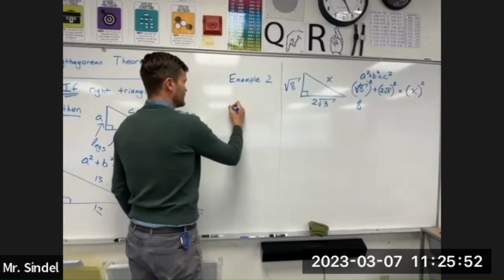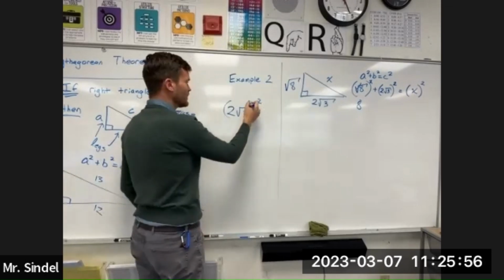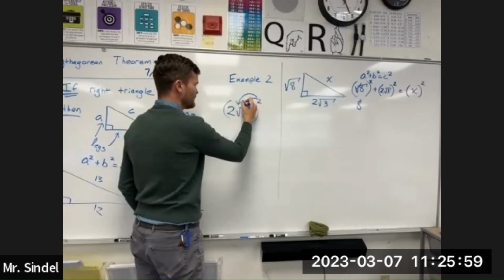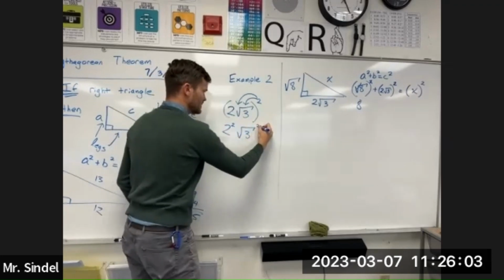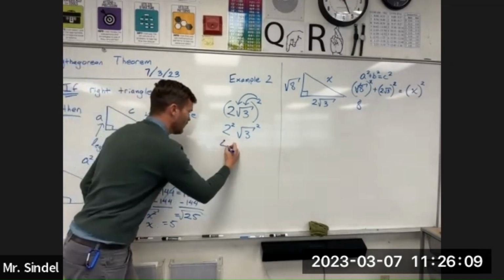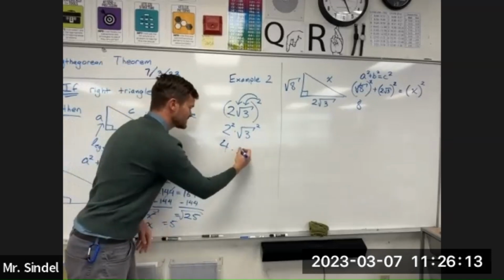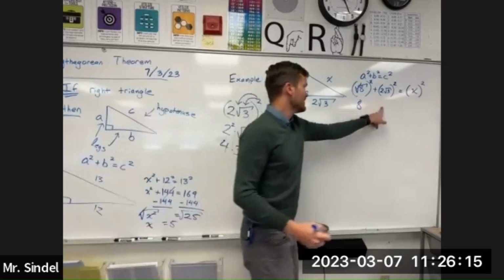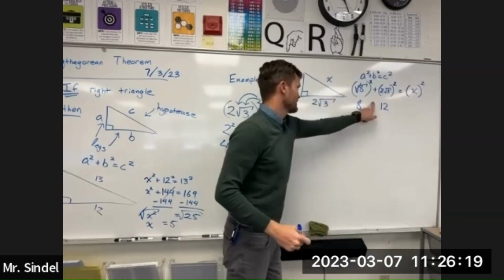If I have 2 square root of 3 squared, the square is going to distribute to both of these, and I'm going to get 2 squared times square root of 3 squared. What's 2 squared? 4. So you're going to get 4. There's a multiplication symbol in between these. It's going to be 4 times 3, which is 12.